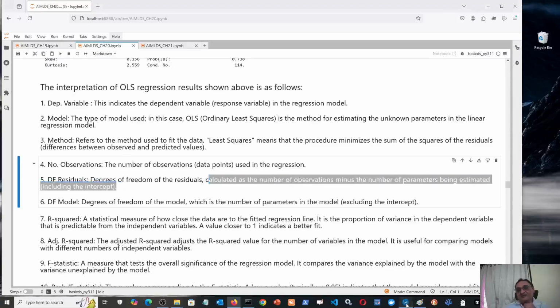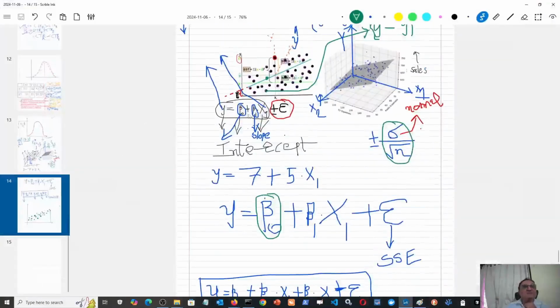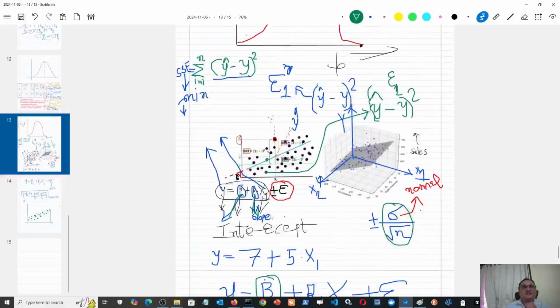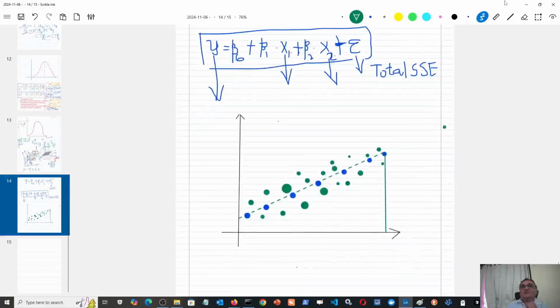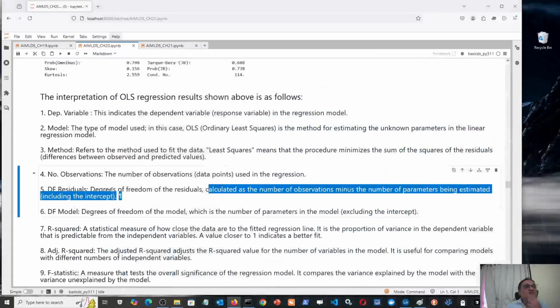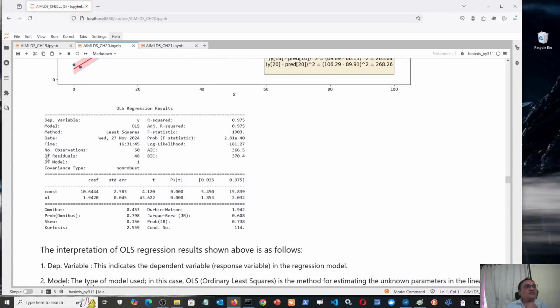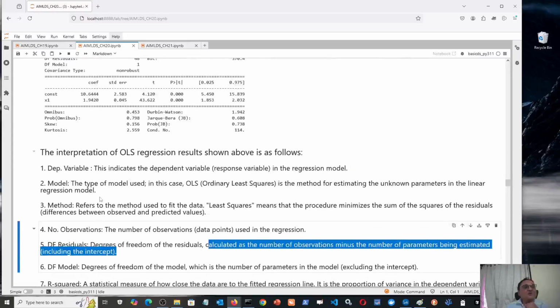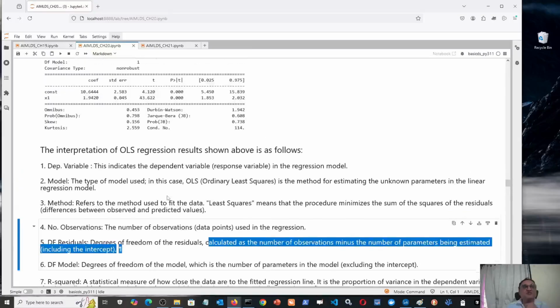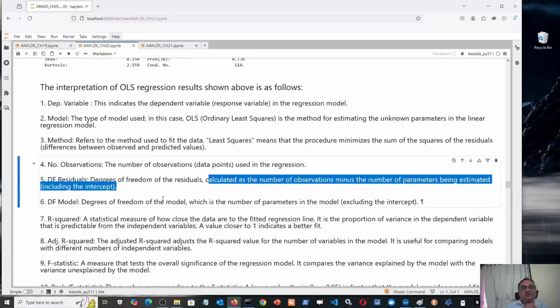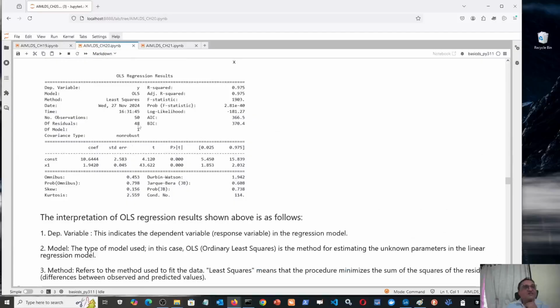So what you are estimating, our standard equation is beta 0 plus beta 1 into x1. So how many parameters you are estimating? Beta 0, that is the intercept term, and beta 1, that is the slope term, because this is a simple two-dimensional case. So then what is the degree of freedom? The degree of freedom for the residual is equal to total number of observations minus the number of unknowns which you are trying to find. So we are trying to find beta 0 and beta 1, or intercept and slope. So that is why it is 48.